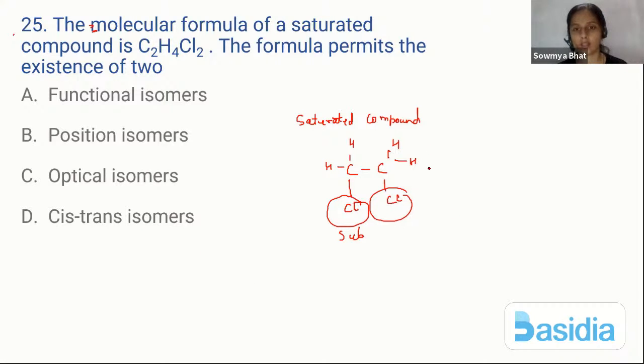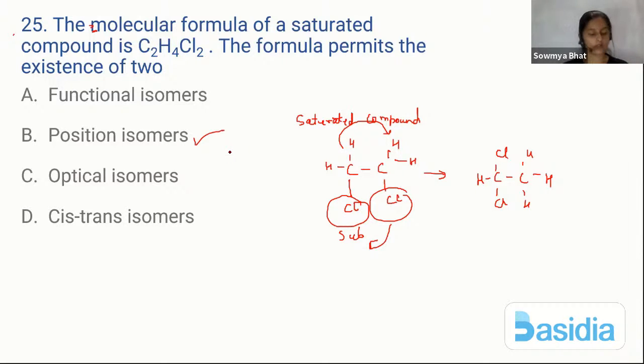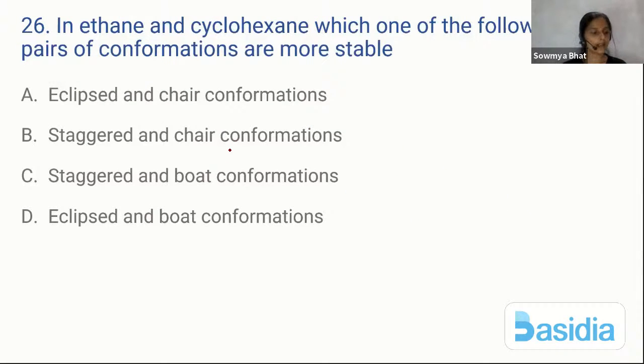What we can do here is change the position. So one of the hydrogens, we are going to put it here, and the chlorine, we are going to interchange here, so that you are going to get, one would be 1,1-dichloroethane. The second one would be 1,2-dichloroethane. So they can show position isomers.